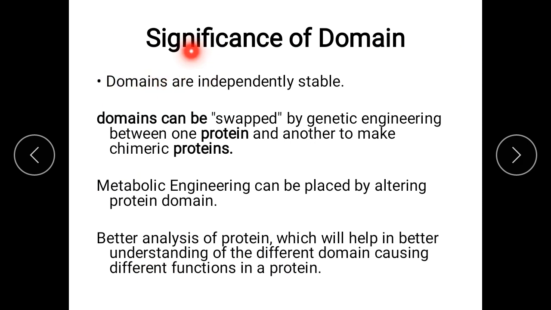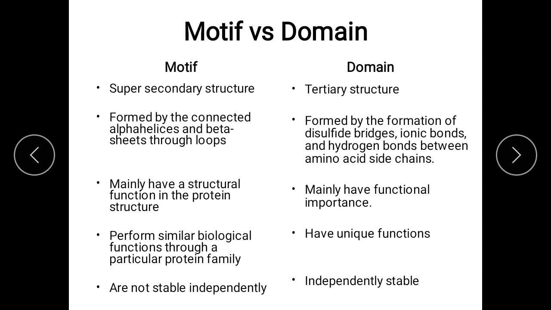Let's see the significance. Domains are independently stable. Domains can be swapped by genetic engineering between one protein and another to make chimeric proteins. So domains are taken from a single protein and used for making chimeric proteins or hybrid proteins. Also, for metabolic engineering one can use the domains by altering protein domains, for better analysis of protein, which will help in better understanding the different domains causing different functions in a protein. So in short, we will revise domain versus motif.